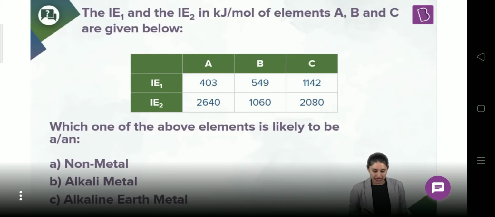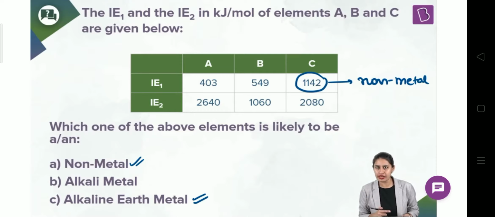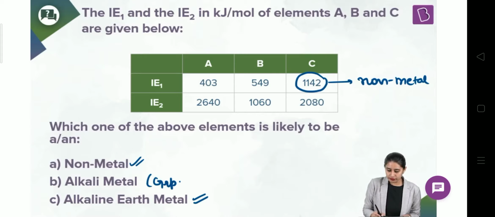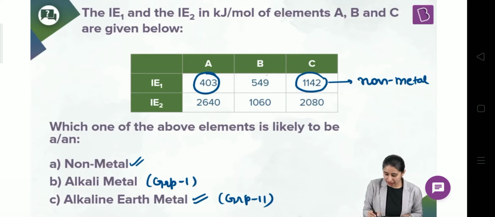For alkaline earth metals, we know that IE1 of group 1 is lower as compared to the IE1 of group 2. So this is group 1, this is group 2. From that knowledge, I should call this alkali and this alkaline earth.